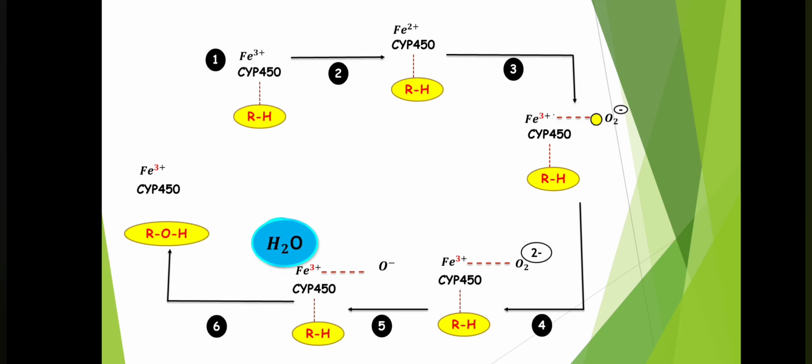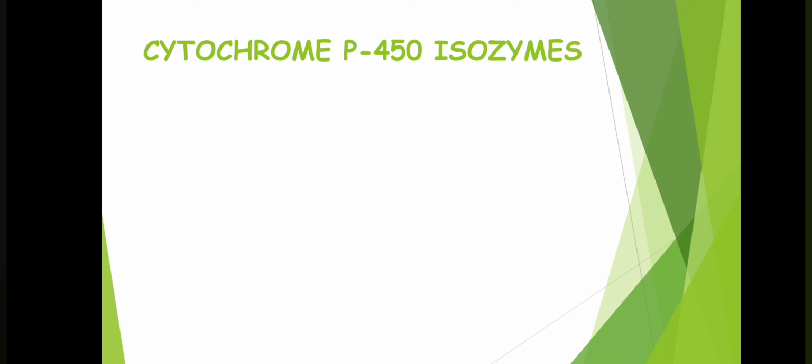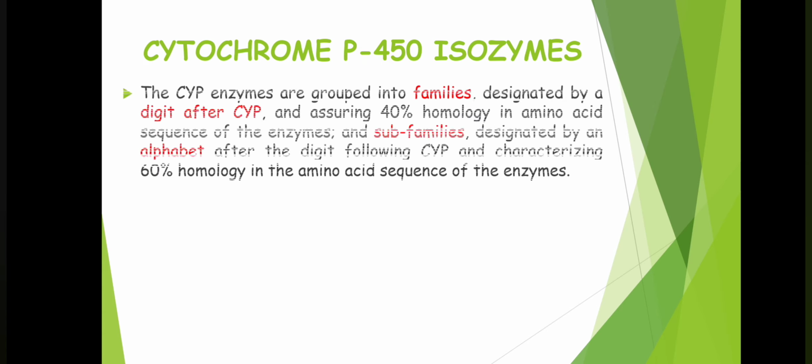After this, the enzyme is able to release the complex and we get our enzyme back in its original state. So in this manner, the cytochrome P450 enzyme converts RH, which is a lipophilic drug, into ROH, which is hydrophilic in nature, and it can be easily removed out of our body. So this is how the cytochrome P450 produces its action. Next, we'll study about cytochrome P450 isozymes.